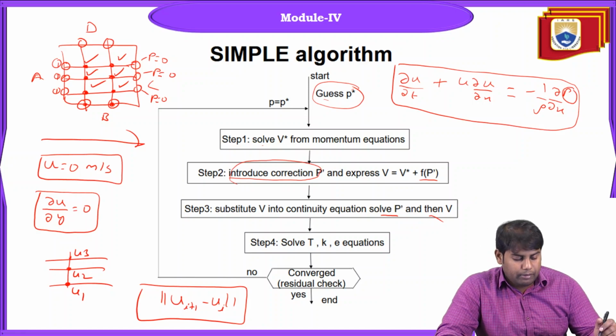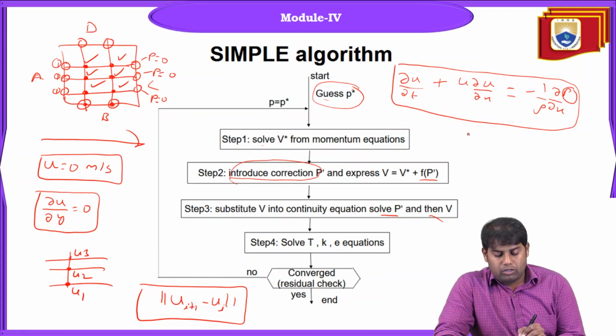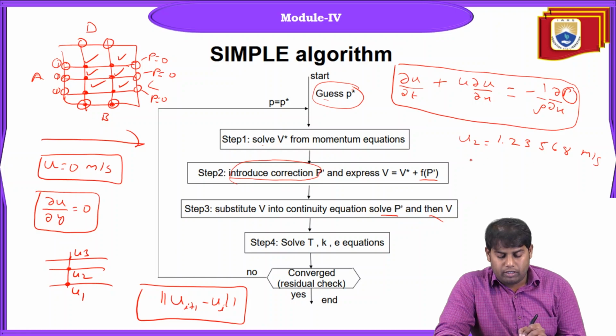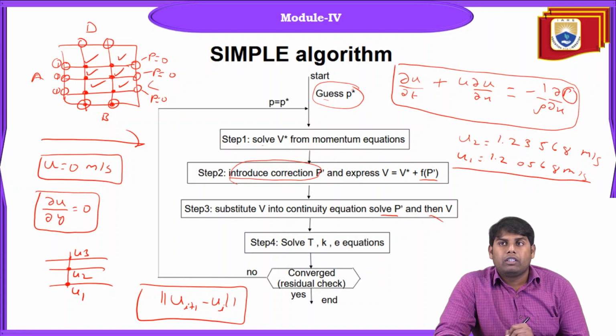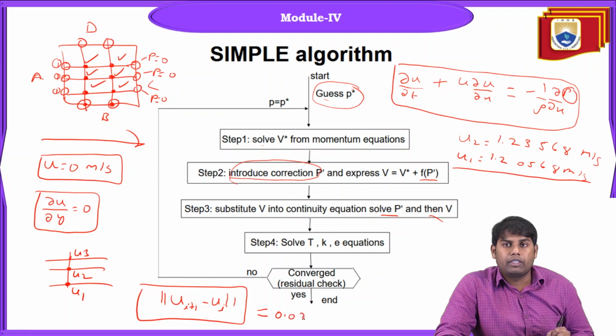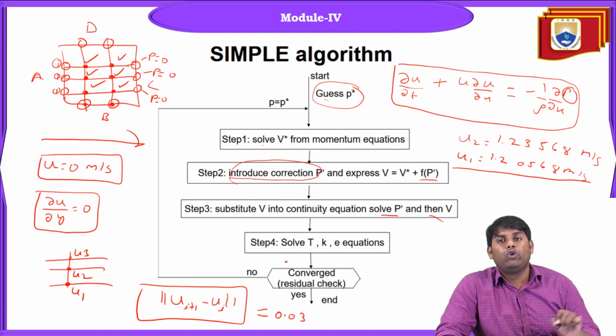So we will see an example. I can give you an example where the velocity, let's say u2, is equal to 1.23568 meter per second. So this is what we have. And u1 is, let's say, 1.20568 meter per second. So what is the difference between u2 and u1? It is 0.03. That is what we have. So the value here we get is 0.03 between u1 and u2.